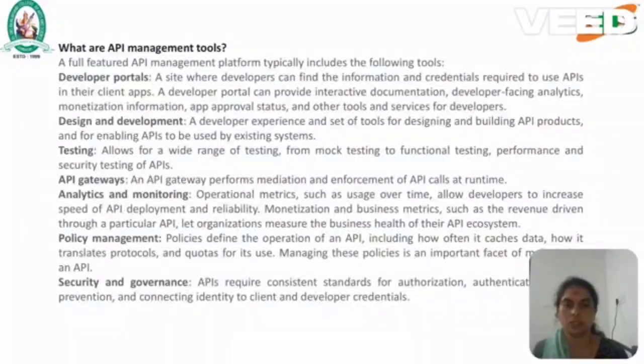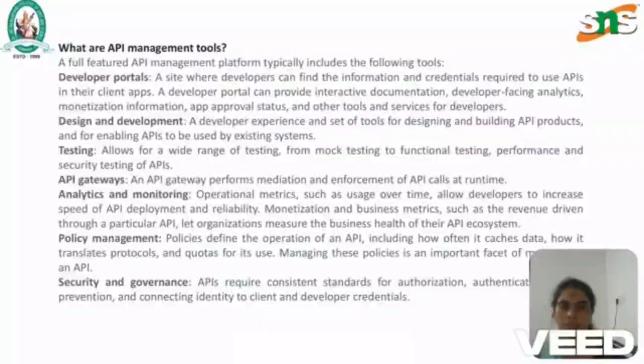Testing allows for a wide range of tests, from mock testing to functional, performance, and security testing of APIs. The API gateway performs mediation and enforcement of API calls at runtime. Analytics and monitoring provides operational metrics, such as usage over time, that allow developers to increase the speed of API deployment and reliability. Monetization and business metrics, such as revenue driven through a particular API, let organizations measure the business health of the API ecosystem. Security and governance are the standards for authorization and authentication, for preventing and connecting identity to client and developer credentials.